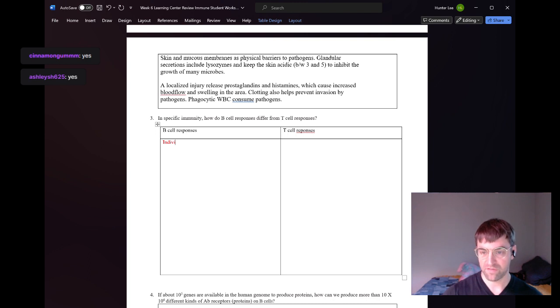So, individual B cells respond to specific types of foreign antigens by secreting antibodies. And these cause the cells to agglutinate, which is a fancy word for clump together. This agglutination tags or identifies the antigens for removal by phagocytic macrophages.